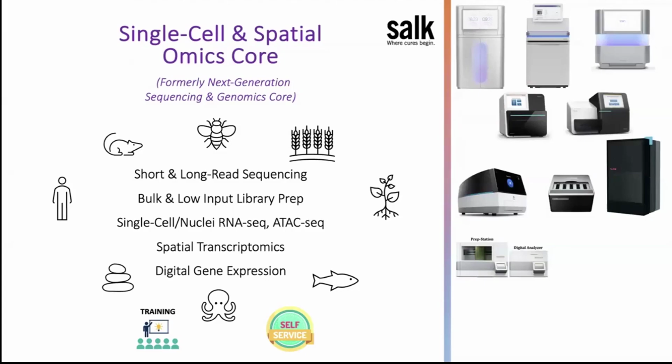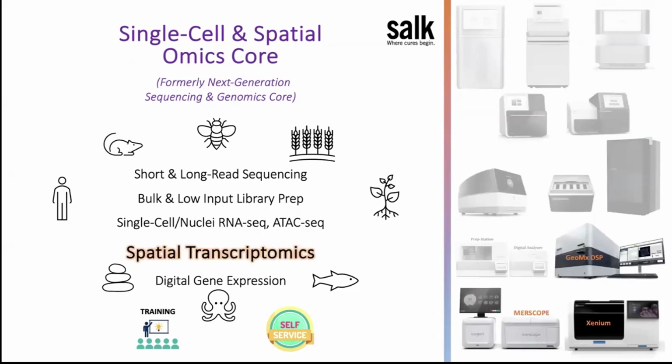Our main instruments at the core are sequencers. We have plenty of them. We have the NovaSeq X from Illumina, the NovaSeq 6000, NextSeq 2000, MiSeq, MiniSeq. We also have long-read sequencers such as the PacBio Revio and the Oxford Nanopore Technologies GridION. For digital gene expression, we have the NanoString nCounter Max instrument, and for single cell, the 10X Chromium X.